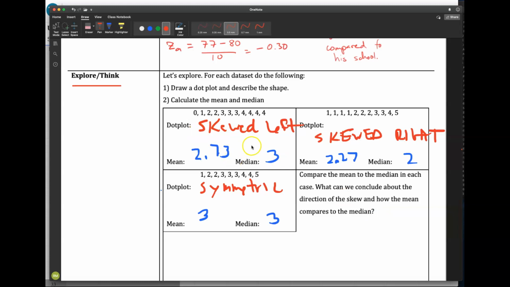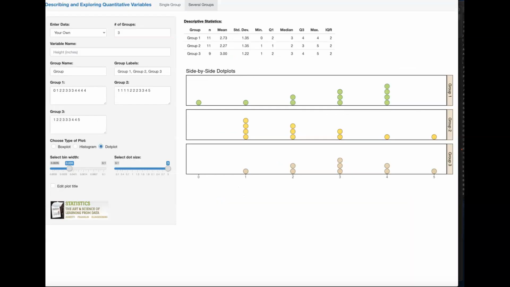The main distributions that you identify are skewed left, skewed right, and symmetric, and based on those distributions we can calculate the means and medians, of course, and then compare them to see what conclusion we can draw. So I've already entered this data into StatCrunch. Here's the data from the three groups. The means and medians have been calculated for us.